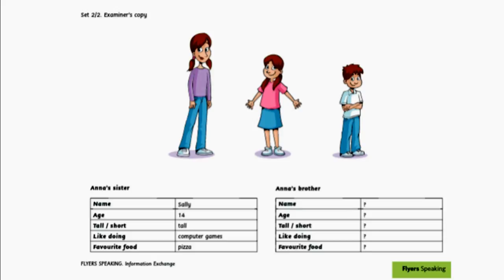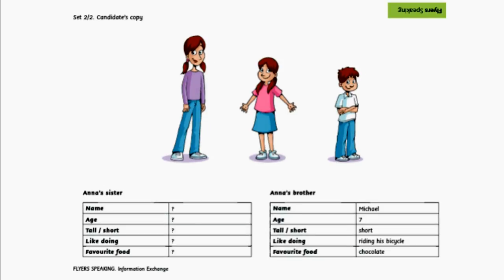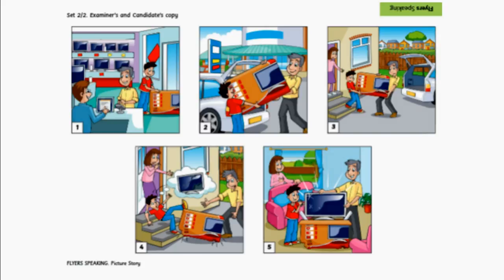And then we have the different information about Anna and her sister, Anna's sister and Anna's brother. This is the examiner's copy. And the information on the next slide is the candidate's copy. Then we have the story, so completing the story about the television.